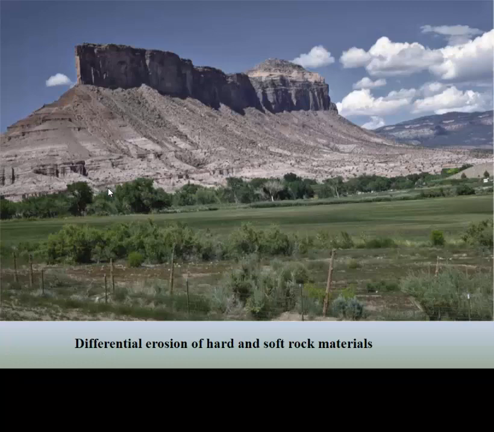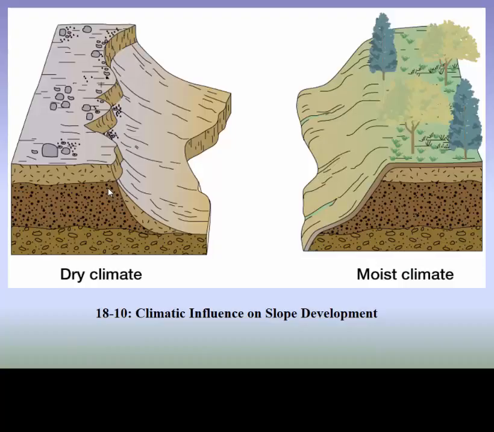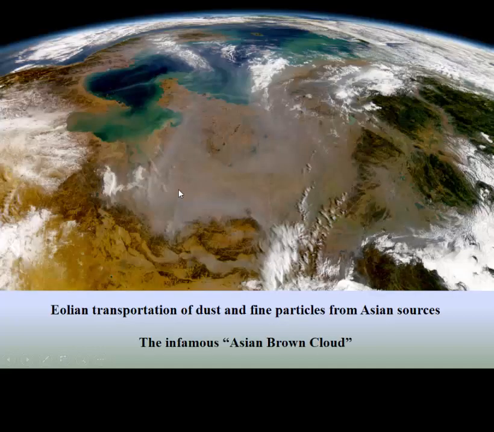And you can see the differential erosion of hard and soft rocks, and I've shown examples of that before. You know, in your dry versus your moist climate, we've got a lot of material, soil, things keeping it in place here versus other places.